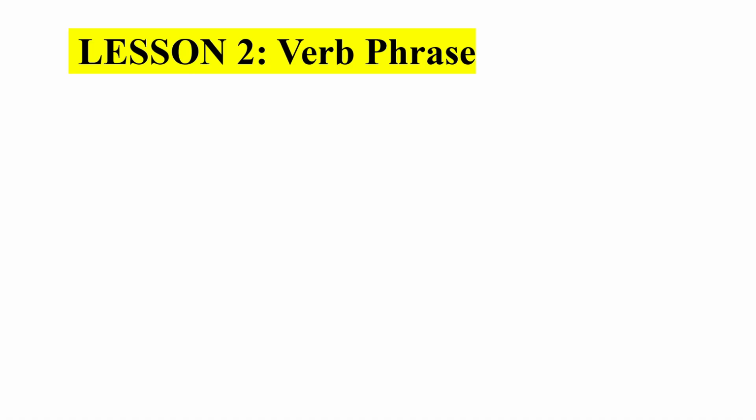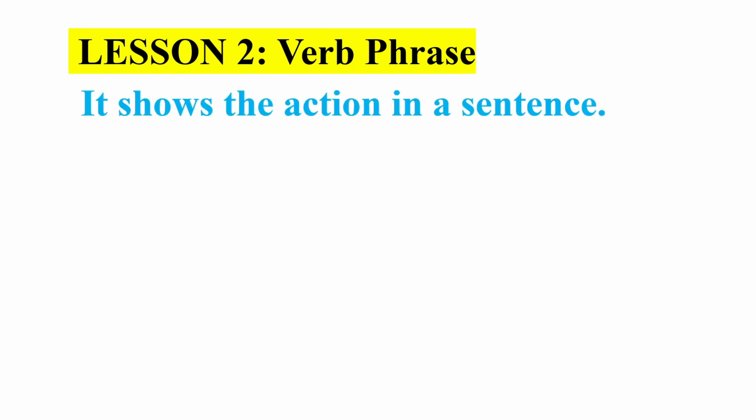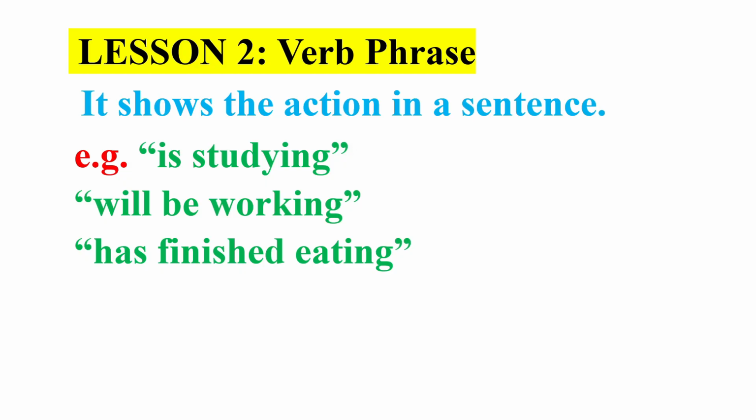Okay? Lesson 2, which is about verb phrase. A verb phrase has a main verb and sometimes helping verbs. It shows the action in a sentence. For example, is studying, will be working, has finished eating.